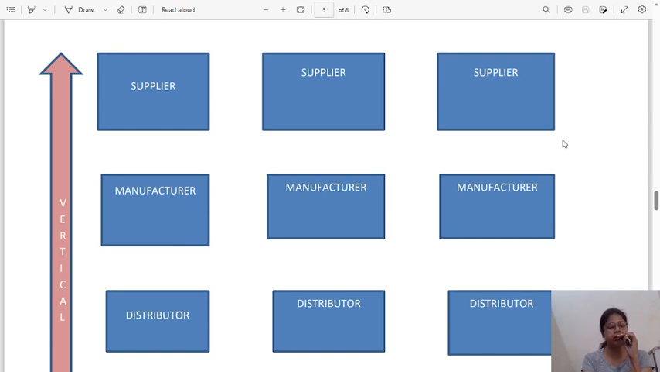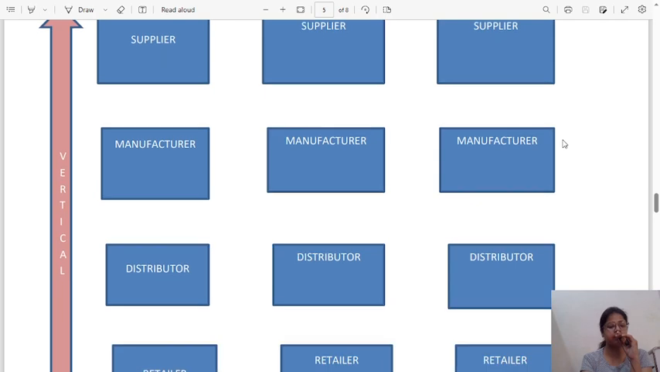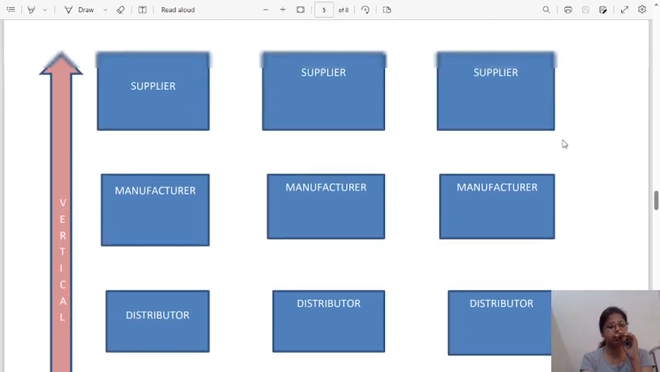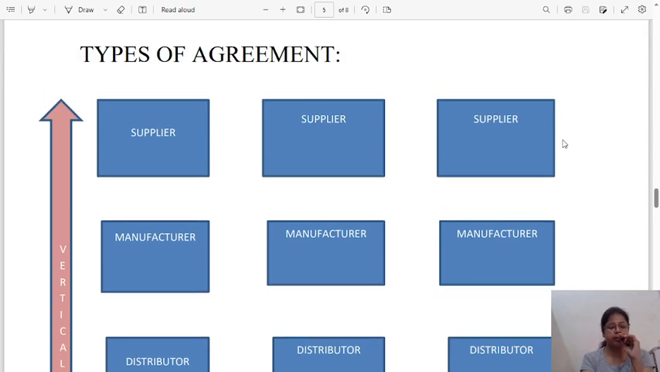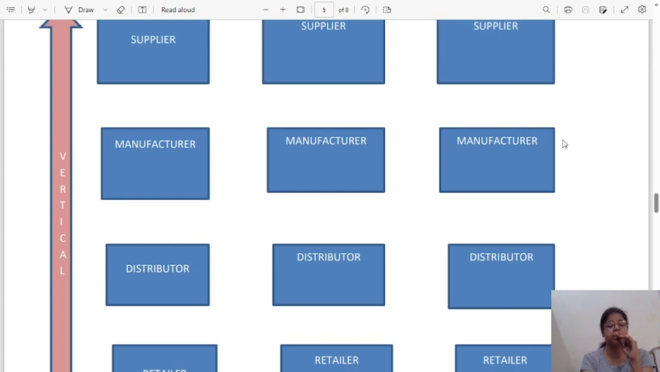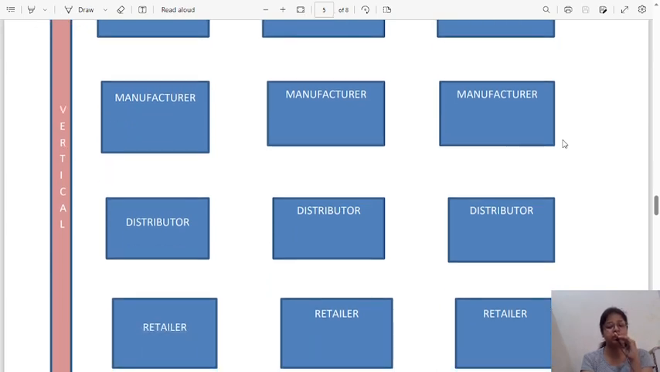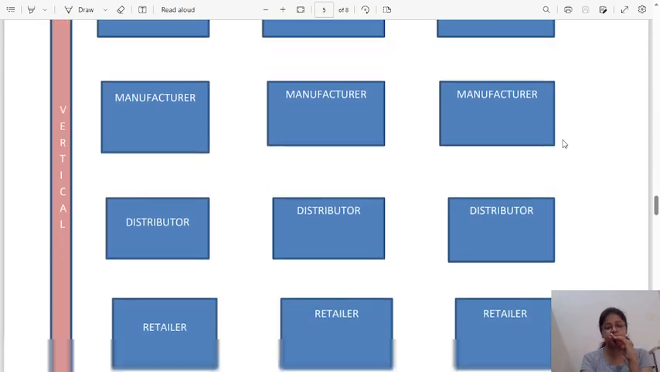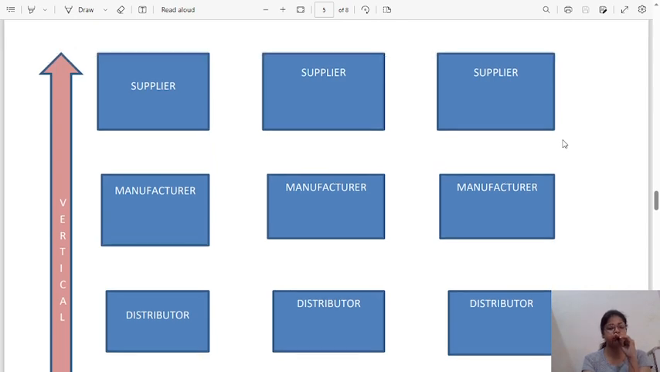Section 3 clause 3 deals with horizontal agreements, while clause 4 deals with vertical agreements. So here is a chart in front of you. Here it is written supplier, manufacturer, distributor or retailer. This is production chain number 1, wherein there is one supplier, manufacturer, distributor, retailer. Next there is again a chain with supplier, manufacturer, distributor, retailer. There is one more chain, supplier, manufacturer, distributor, retailer. So there are basically 3 production chains given in front of us.